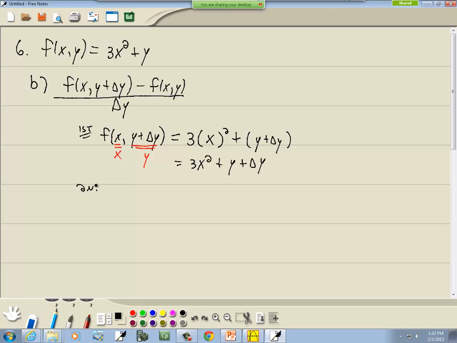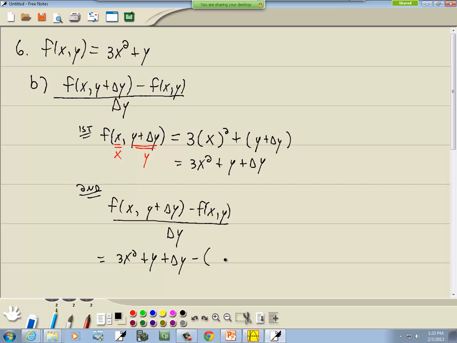Okay, and then second, we're ready to plug it into our formula. So we got f of x, y plus delta y, minus f of x y, over delta y. And we just said this first part here is equal to this, so that's 3x squared plus y plus delta y, minus f of x y, and again I'm going to put parentheses around it because that minus has to affect everything, over delta y.